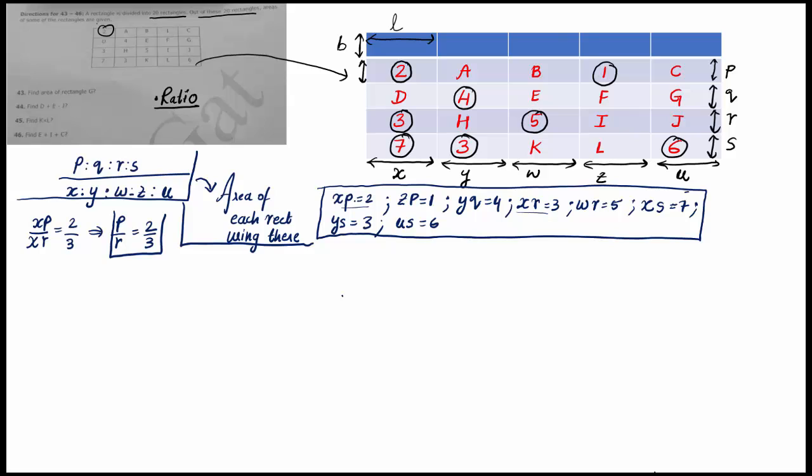xp is equal to 2 and xs is equal to 7. See, this is one more value which I can use. When I take this ratio by this, x gets cancelled and p by s would be 2 by 7. Clear? Next, what else do I have?